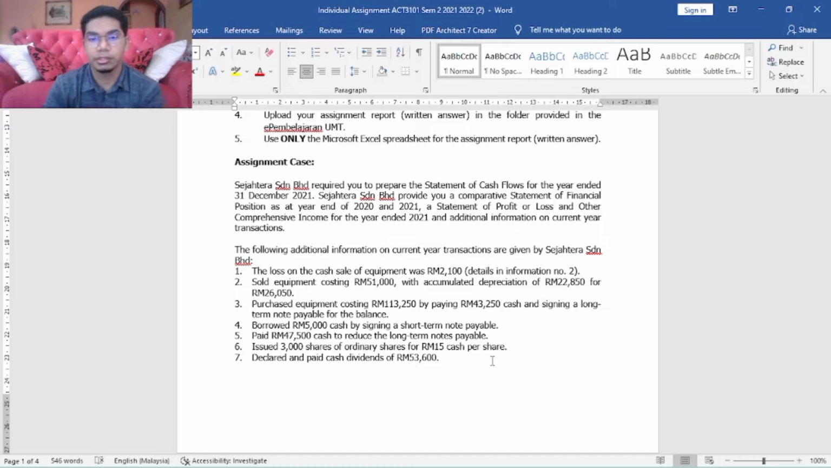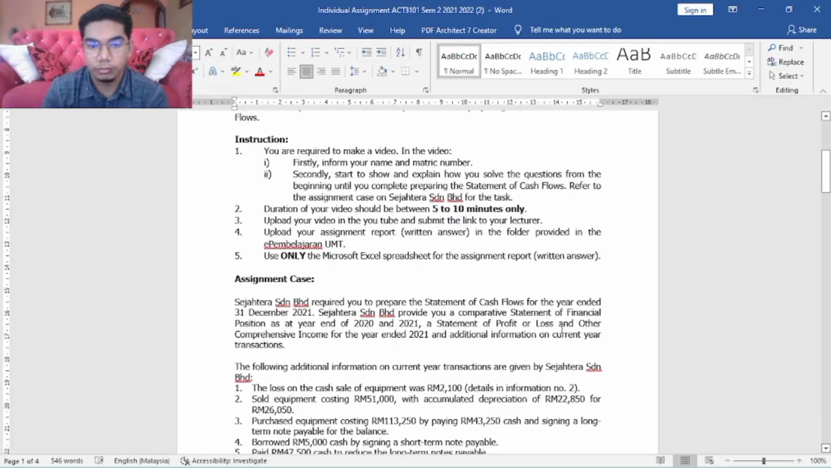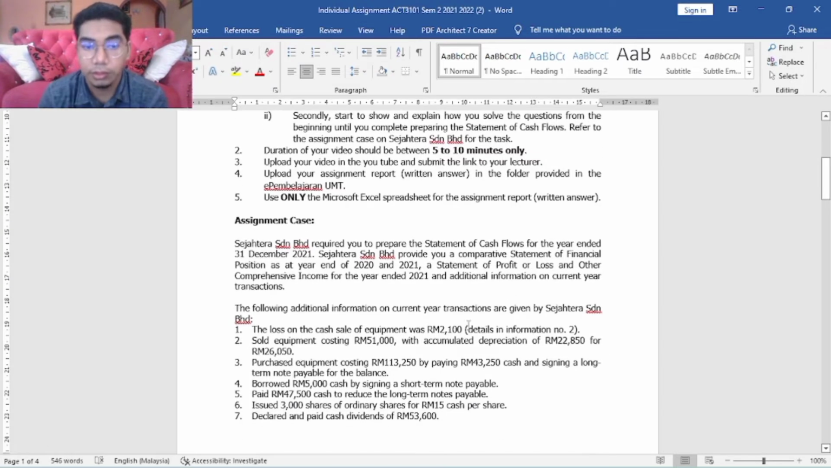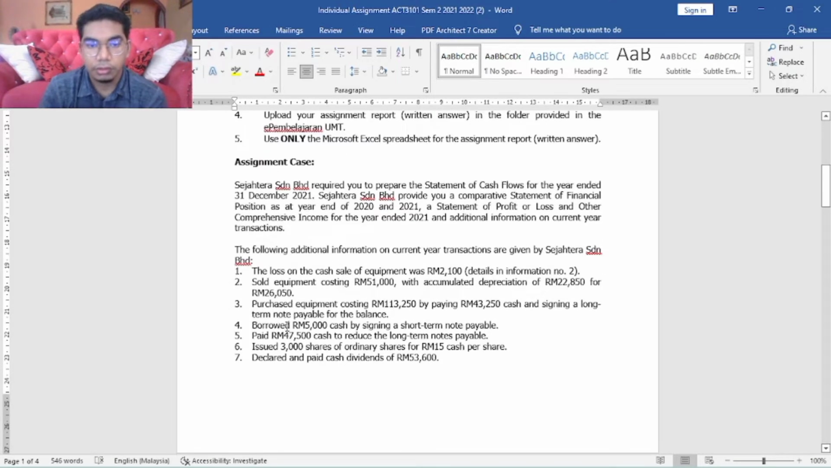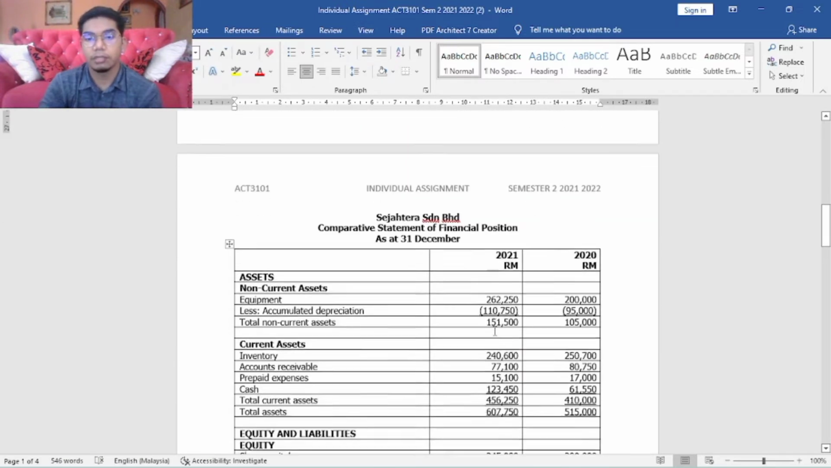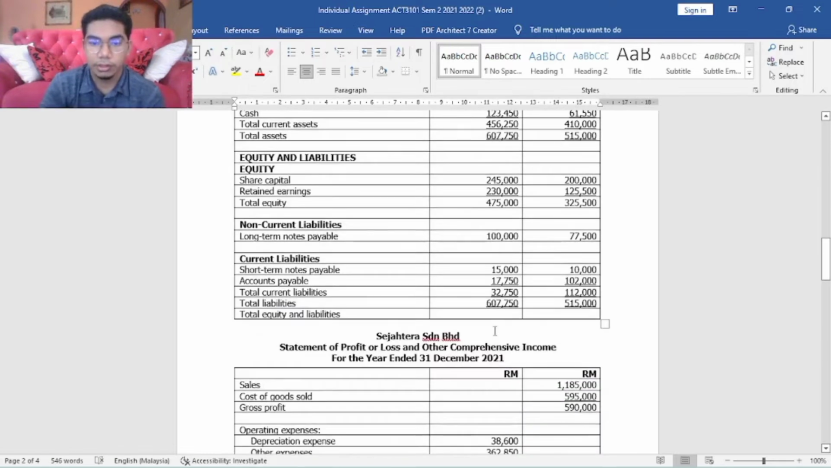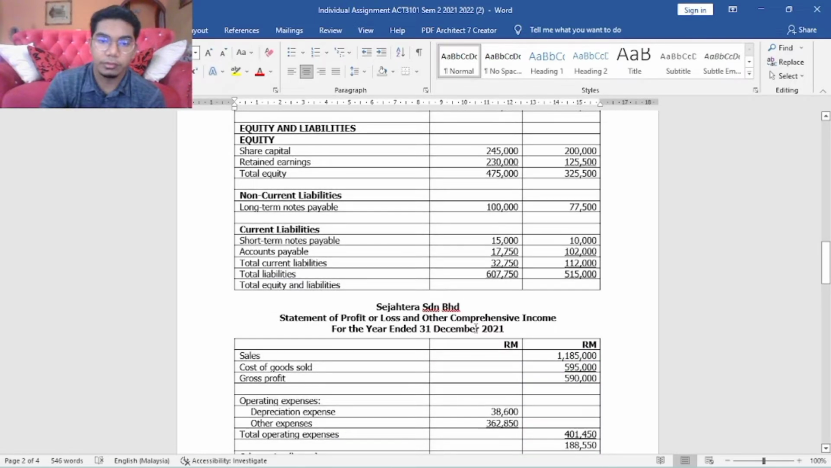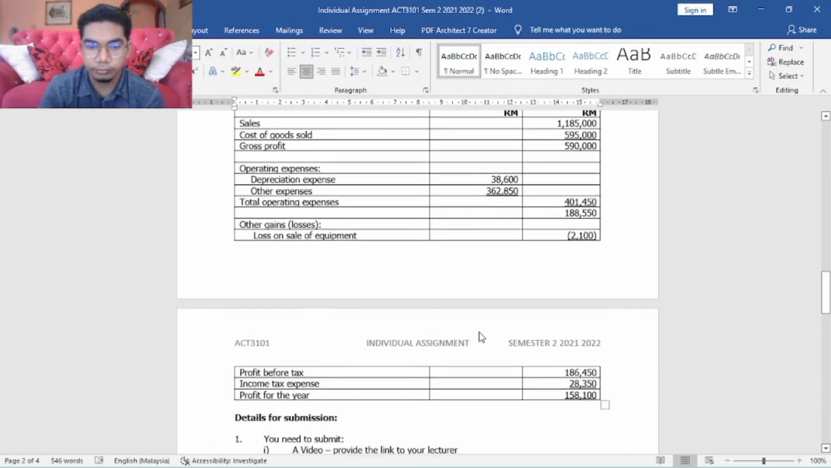My matric number is S685. So I want to prepare the statement of cash flows. In the question, Sejahtera Saudara Berhad requires you to prepare the statement of cash flow for the year ended 31 December 2021. The question gives additional information, a comparative statement of financial position, and a statement of profit or loss and other comprehensive income.